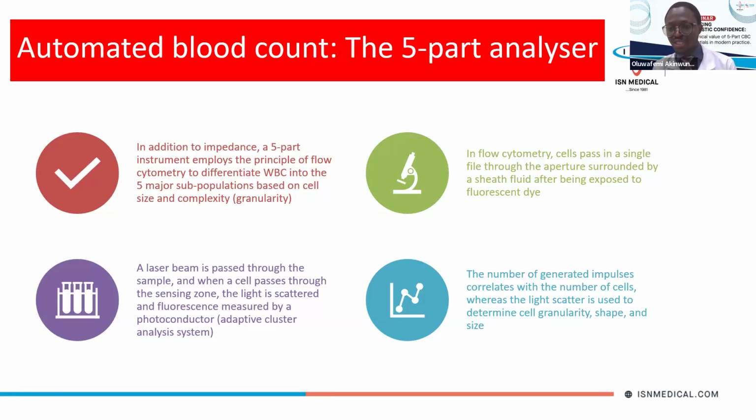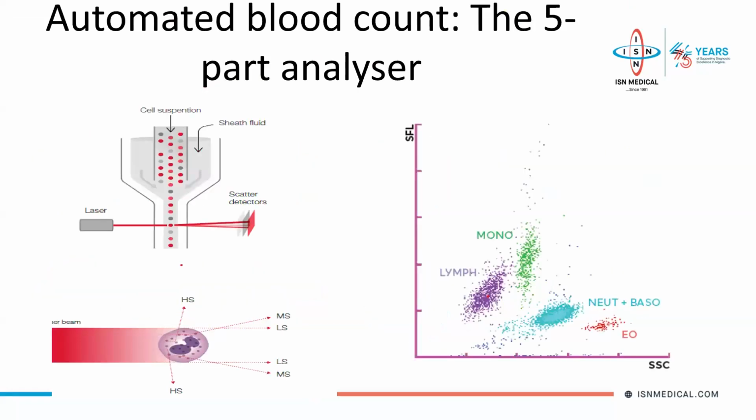So the number of generated impulses correlates with the number of cells, whereas the light scatter is used to determine cellular granularity, shape, and size. And with the analysis of these features, you can determine further than what the 3-part analyzer will do, to be able to generate your neutrophils, lymphocytes, monocytes, eosinophils, and basophils.